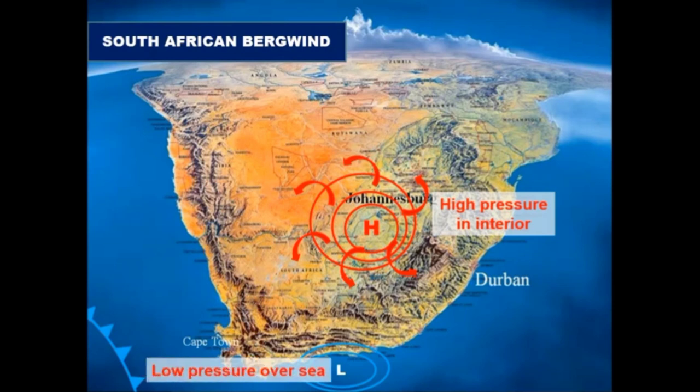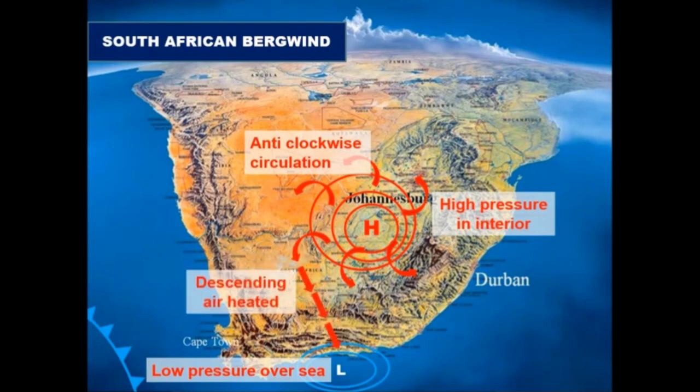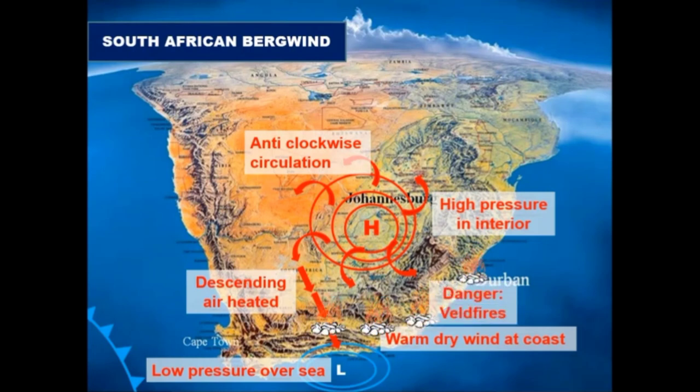Okay, let's continue. The high pressure is over the interior of the country. We have a low pressure over the ocean, over the sea. Okay, we know air moves from a high pressure to a low pressure. High pressure is anti-clockwise circulation, and we have descending air. But as that air comes down the mountain, remember it comes from the plateau and goes over the escarpment and comes down the escarpment, and as it comes lower, it heats up and heats up. Okay, then it reaches the coastal plains or the coastline. That will be warm, dry wind, and that can cause fault fires.